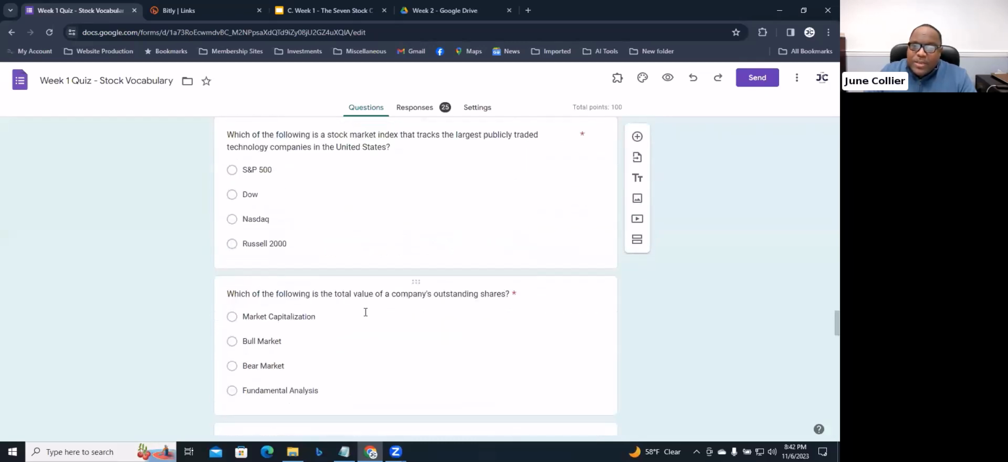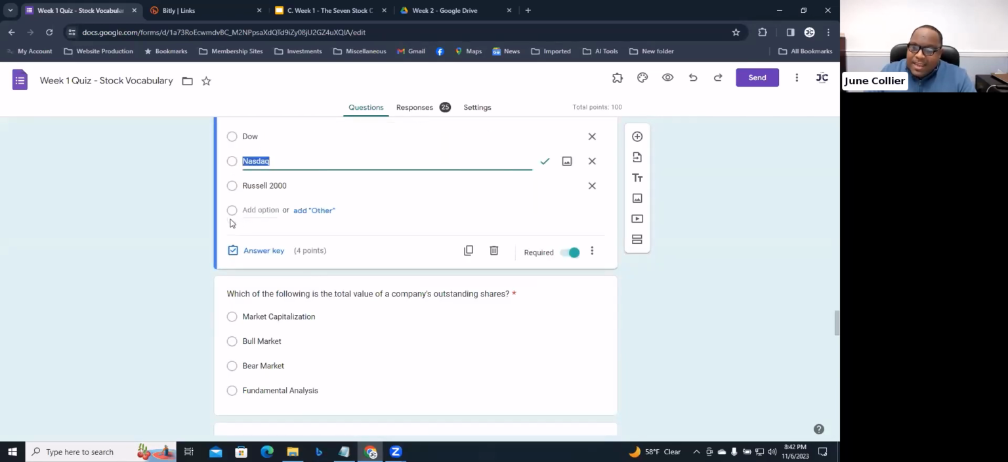Which of the following stock market indexes track the largest publicly traded technology companies? That is known as the NASDAQ. And remember, I gave you guys an extra bonus on this. Who created the NASDAQ? And that was Bernie Madoff. Bernie Madoff actually created the NASDAQ.